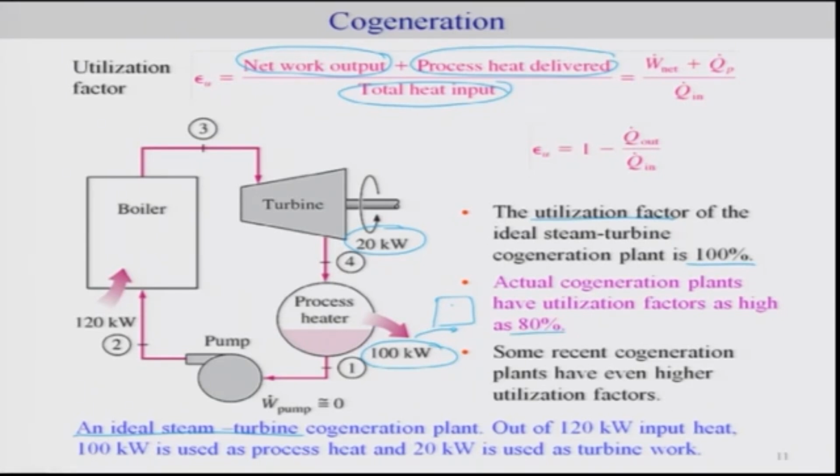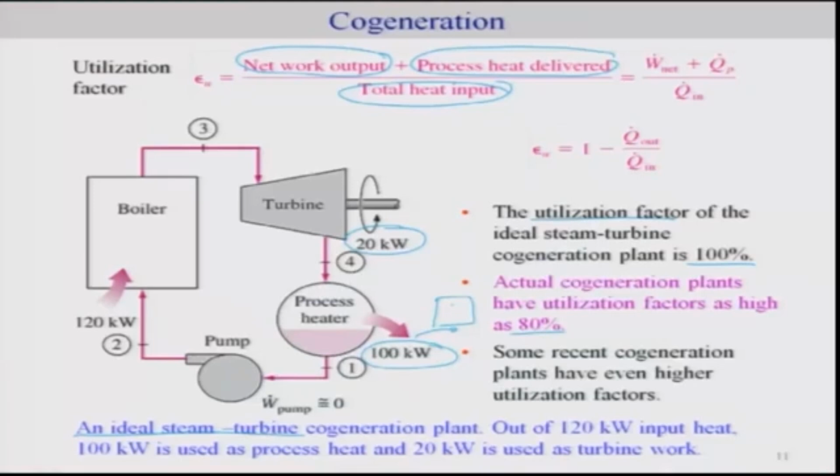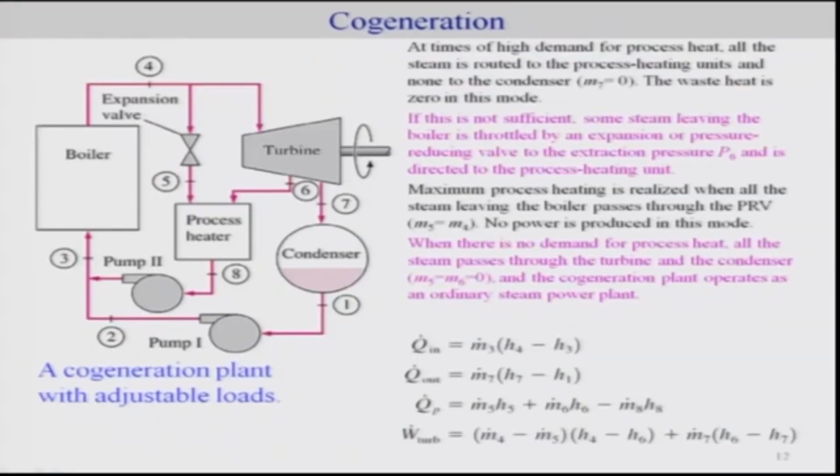Now, the problem in this is that it is not very practical, because it cannot adjust to the load. Sometimes you may need process heat, sometimes you do not need it, sometimes you want to generate completely turbine work. So you need to have some adjustable load in between, so you can manipulate this to process heat depending on the requirement. It's more prudent to have a cogeneration plant with adjustable load.